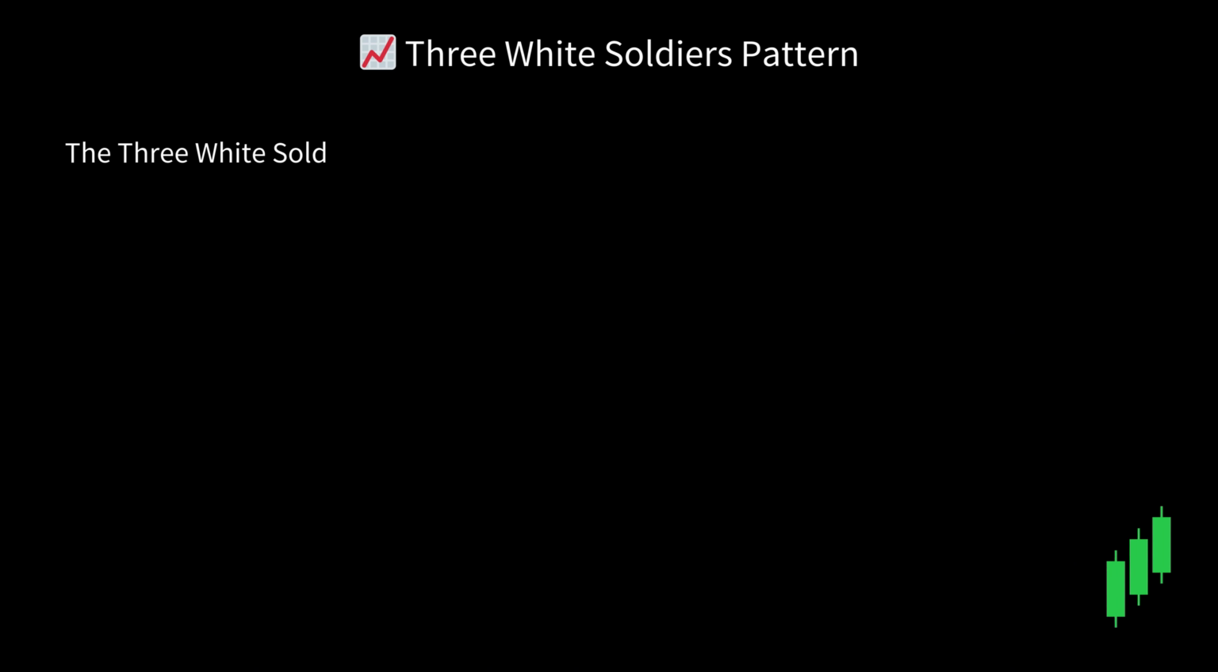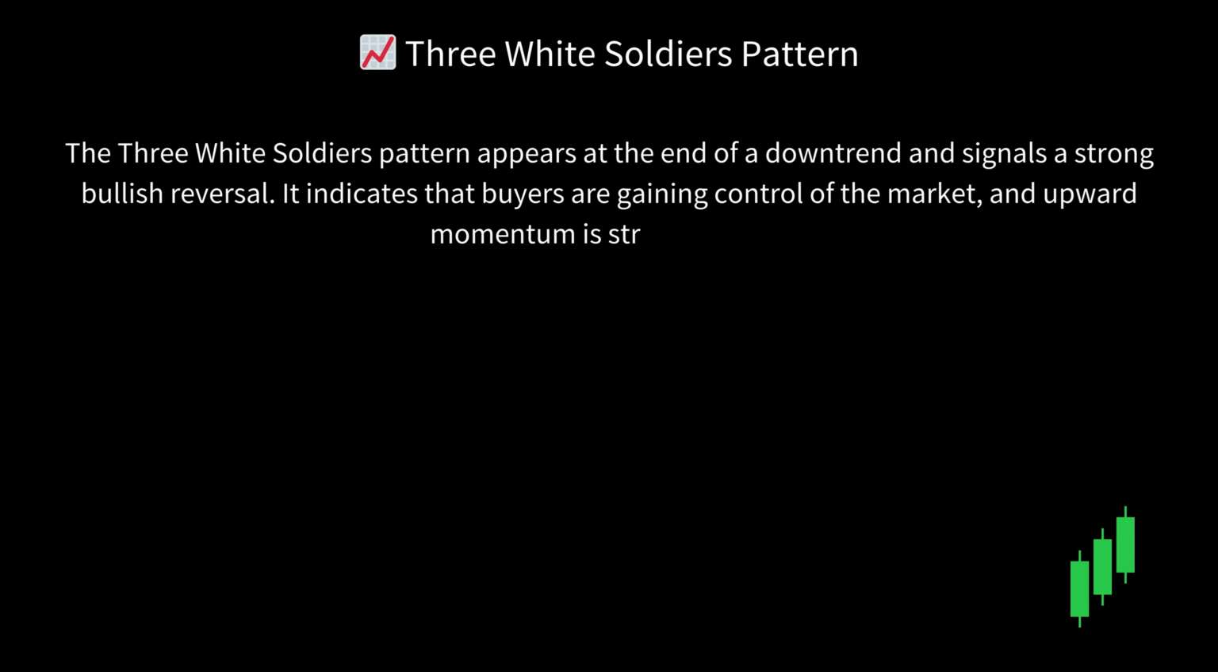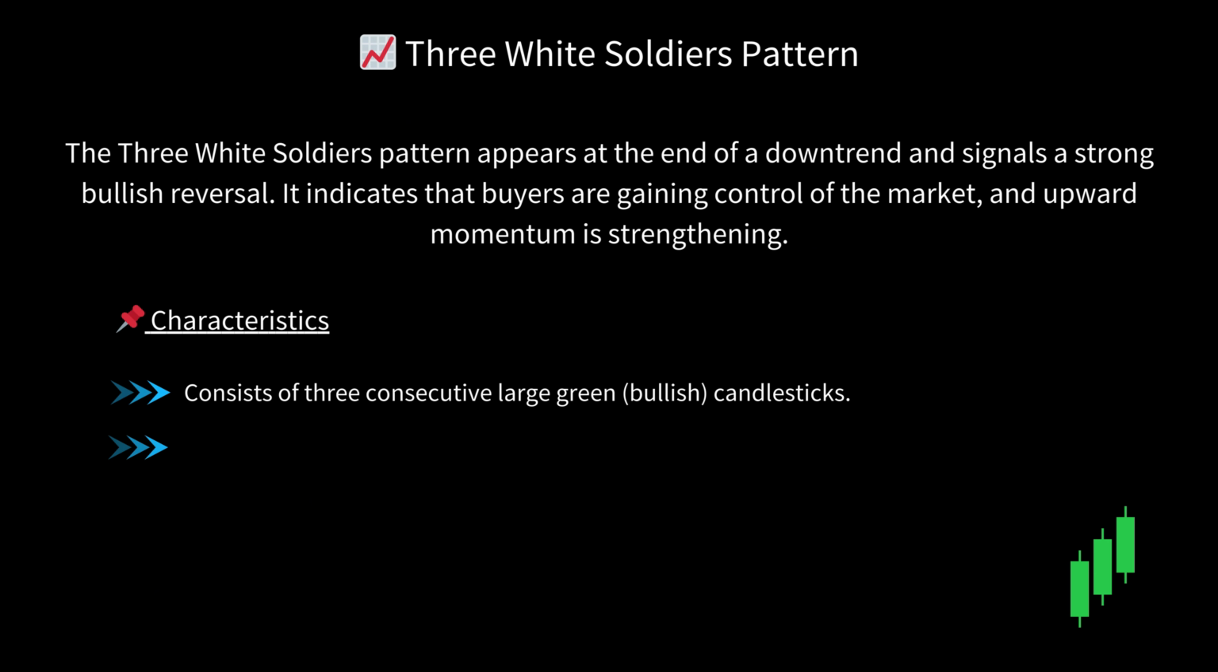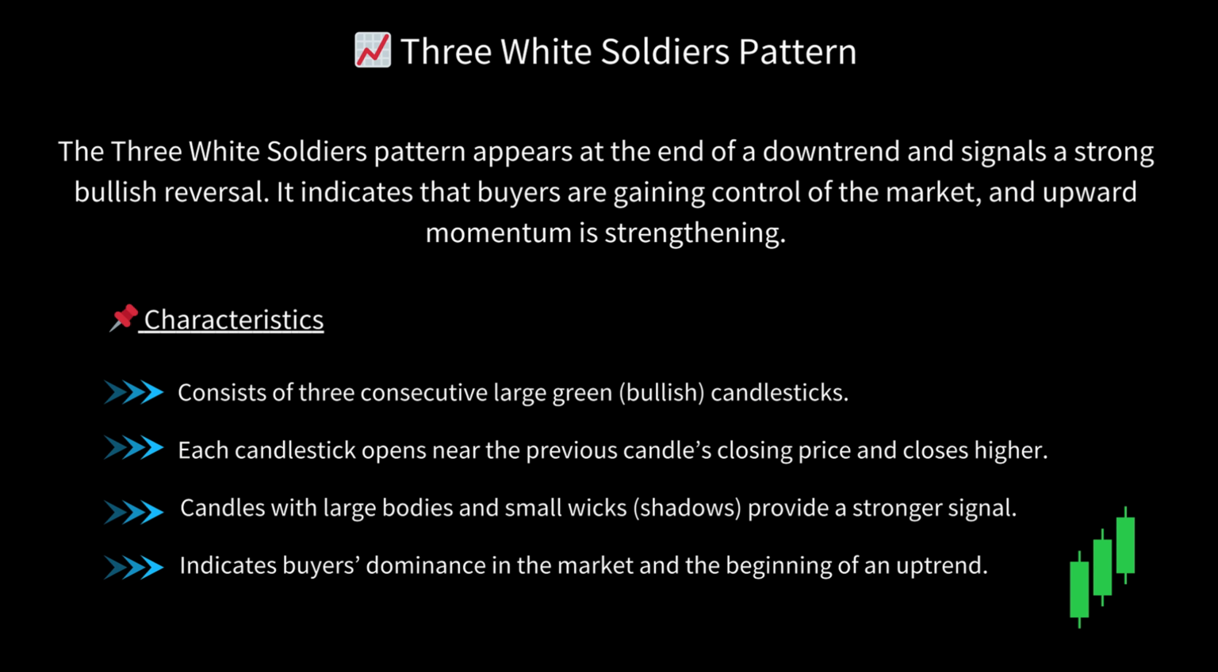Three white soldiers pattern. The three white soldiers pattern appears at the end of a downtrend and signals a strong bullish reversal. It indicates that buyers are gaining control of the market and upward momentum is strengthening. Characteristics. Consists of three consecutive large green, bullish candlesticks. Each candlestick opens near the previous candle's closing price and closes higher. Candles with large bodies and small wicks, shadows, provide a stronger signal. Indicates buyers' dominance in the market and the beginning of an uptrend.